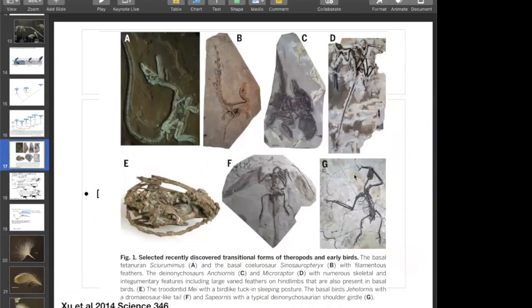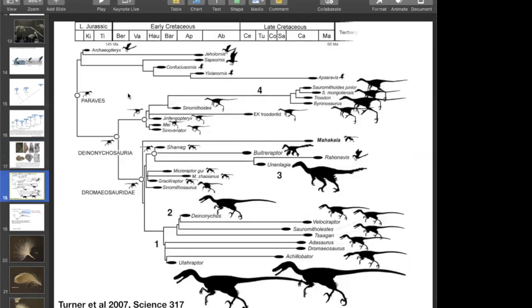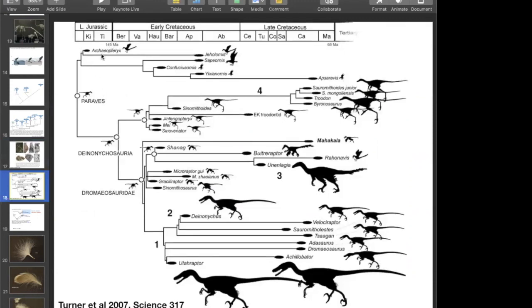Here are some pictures of them from a review paper, where we have varieties of things with just a little bit of feathers to a lot of feathers. This guy's dapping, I guess. And if we place that on a timeline, this is pretty radical.